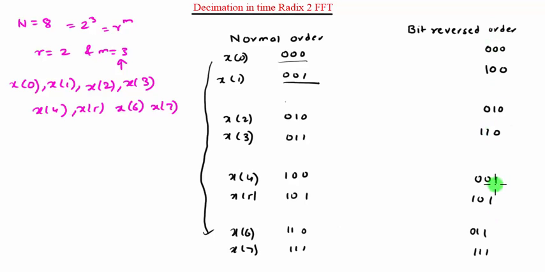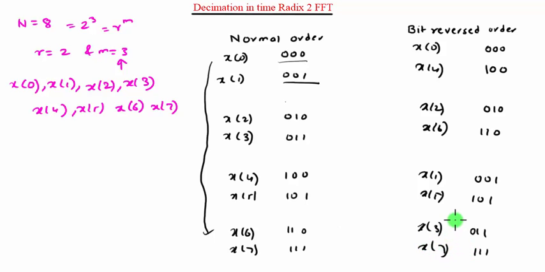Here we see that the order is changed. We will write the binary equivalent. So the first is x of 0 and x of 4. Then it goes on, x of 2 and x of 6, x of 1 and x of 5, and finally x of 3 and x of 7. So the sequence is x of 0 and x of 4, x of 2 and x of 6, x of 1 and x of 5, and x of 3 and x of 7. That would be sequence number 1, 2, 3 and 4.